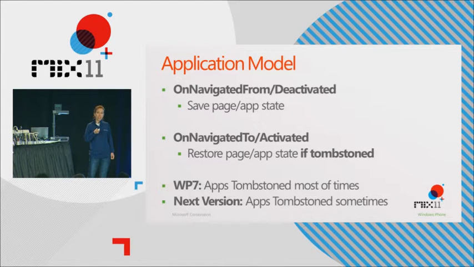Or to flip it around, tombstoning used to be the common case, and now it's becoming the exception on the Mango phone. If your application today on Windows Phone 7 already handles the case of activation without tombstoning, then your application is ready to go for Mango. All you have to do is a recompile. If your application doesn't handle this case, then you'll have to change the code a bit to restore state only if the application is tombstoned.